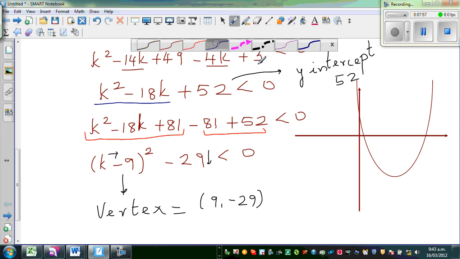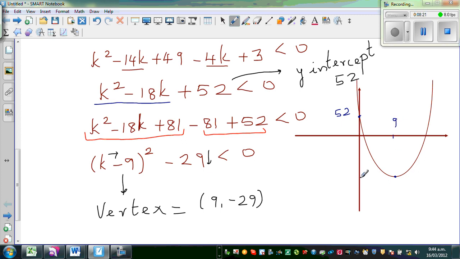So what I'm saying is, the y-intercept would be 52. The y-intercept is 52. This, as I told you, is your y-intercept. This is your vertex. When I say the vertex has gone, I'm talking about from y is equal to x squared. So the vertex is 9 comma minus 29.